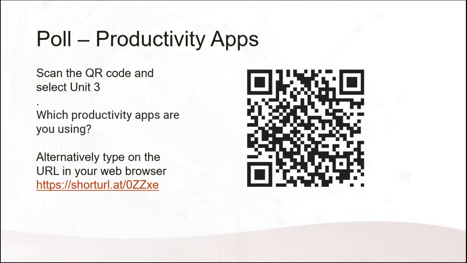All right, so let's quickly have a look before we delve into productivity apps. Which productivity apps are you guys currently using? There's a QR code, so hopefully you can scan it, or you can simply click on the short URL, at0, that's a zero, capital Z, Z, X, E. So you can just type that in your web browser and you'll see unit number 3. So click on it and then see the question, which productivity apps are you using? We really want to know what you are currently using, and after today, I'd love to know if you're actually going to use the ones that we are showing you. I think that would be really, really cool.